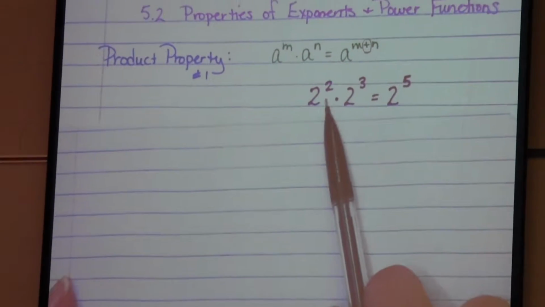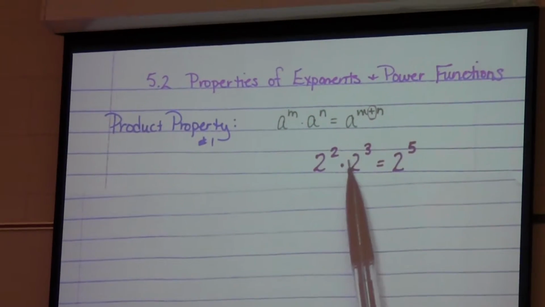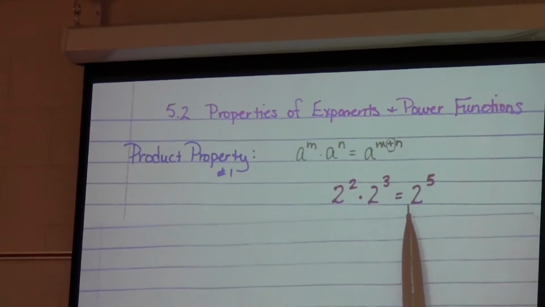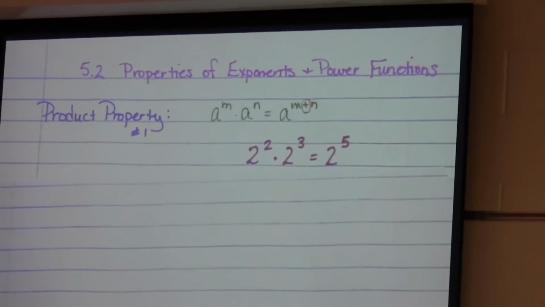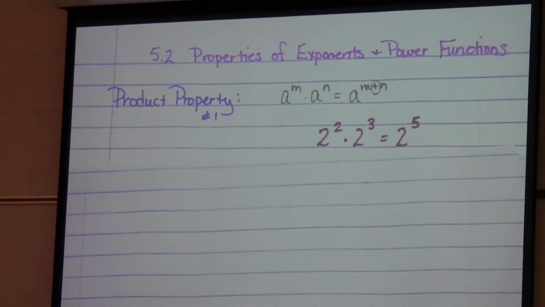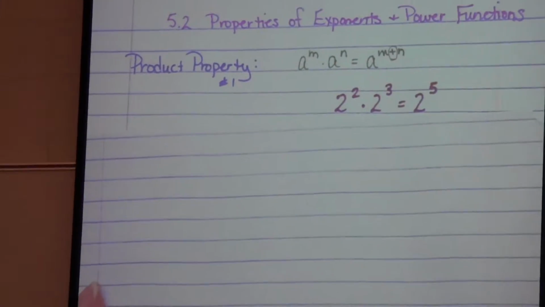And you could check that in your calculator, take 2 squared and 2 to the 3rd and times those numbers together, and you would get the same thing you got when you put in 2 to the 5th power. So the first property that we're going to look at was called the product property for exponents.